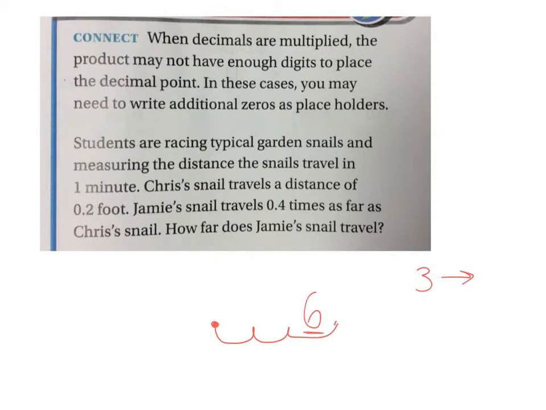Siddharth? I'll need to add 2 zeros. And this is what we're talking about. Sometimes you don't have enough digits in your product to place the decimal point. In these cases, you need to write additional zeros as placeholders. Those zeros are there to take up the tenths place and the hundredths place because all I have is thousandths. Does that make sense? Very good.